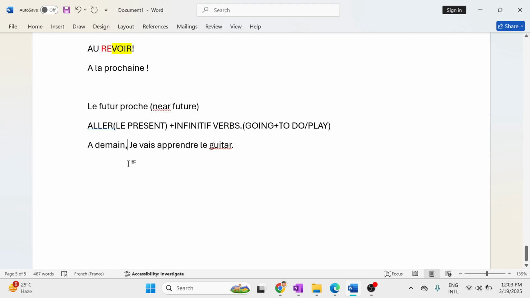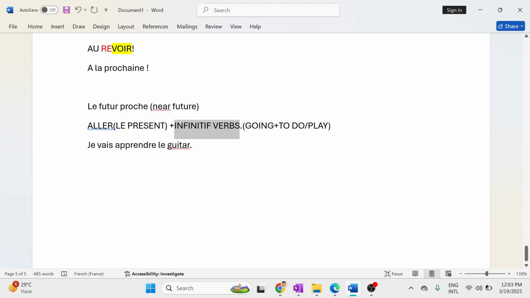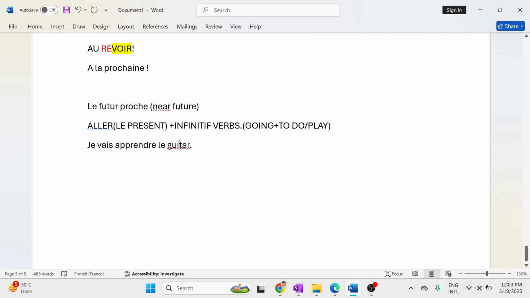So if I say je vais regarder, is it like a passive voice? No, it's not a passive voice. It's saying I'm going to play. Okay, remove this tomorrow as of now. Keep it simple. Je vais apprendre la guitare. So what I'm writing, I'm conjugating aller with the present tense. Now we are taking the infinitive verb, the original verb, non-conjugated verb, right? Which is basically to do, to play, to learn, to run, right? So what I'm writing is je vais, I'm going to apprendre, I'm going to learn. La guitare is the guitar actually.